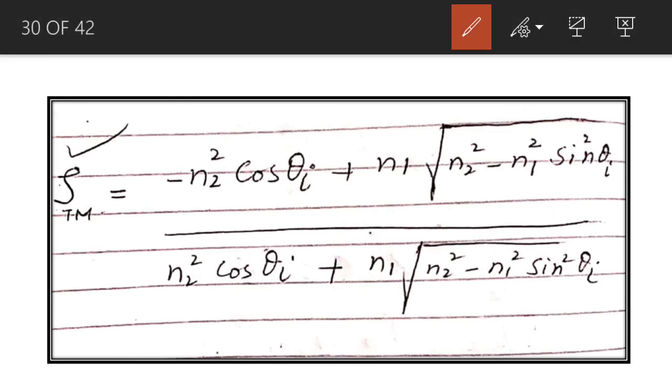That is the equation for the reflection coefficient of the TM wave, and the reflection coefficient of the TM wave will be equal to minus n2 square cos theta I plus n1 under root n2 square minus n1 square sine square theta I divided by n2 cos of theta I plus n1 under root n2 square minus n1 square sine square theta I. So this is the reflection coefficient of the TM wave.